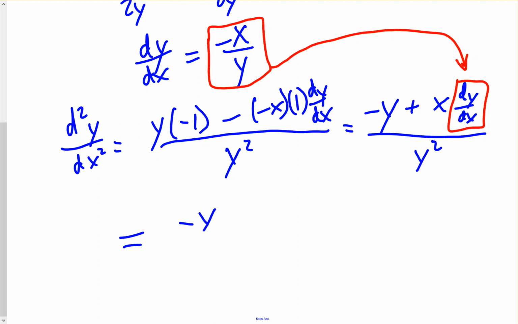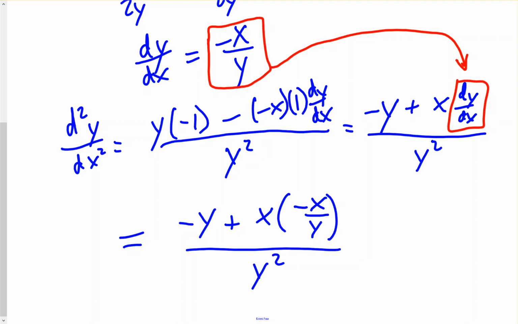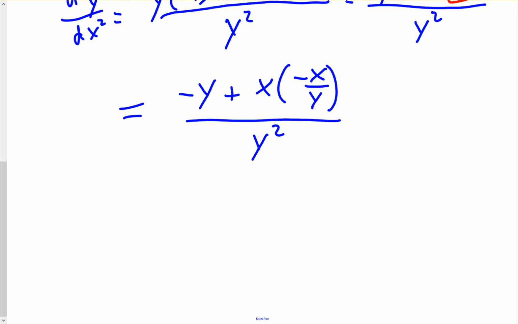So we have negative y plus x times negative x over y, over y squared. Now this obviously doesn't look very nice with a fraction, so we have to simplify this. Okay, don't ever leave it like this. This is not acceptable in math circles. Okay, so how do we simplify it? Let's see.